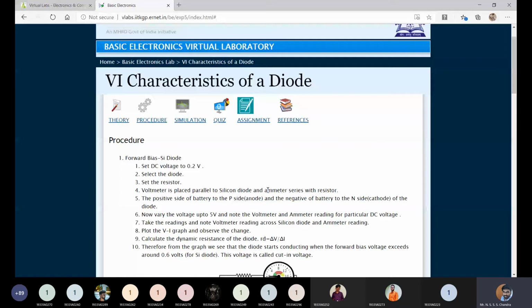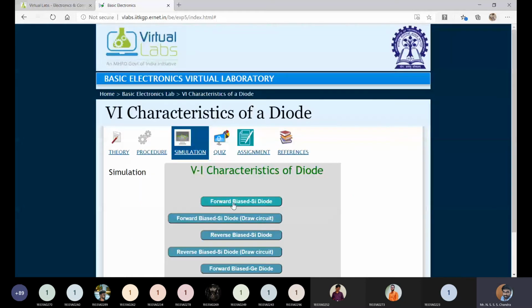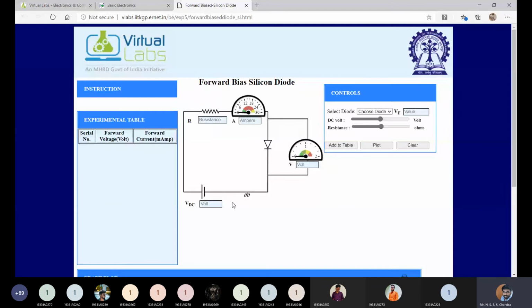So now I'll go back to the simulation. I'll first do the forward bias diode. Can you see this circuit?